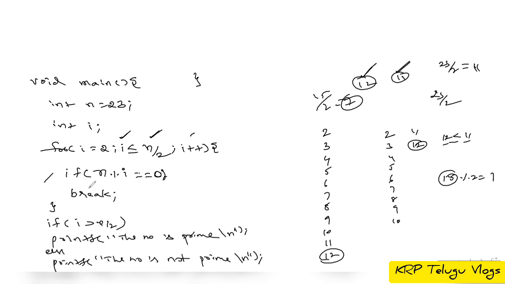So it will come here. So 15 modulus of 3 double equal to 0 or not? Yes, it is 0. Loop will break. Correct? Yes, sir. So what is I value now? 3. What is n by 2 value? 7. So 3 greater than 7, is that true? False. So it will print the number is not prime. Is that clear?